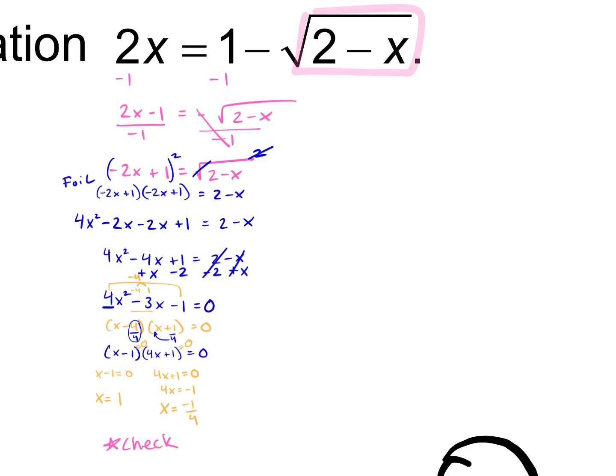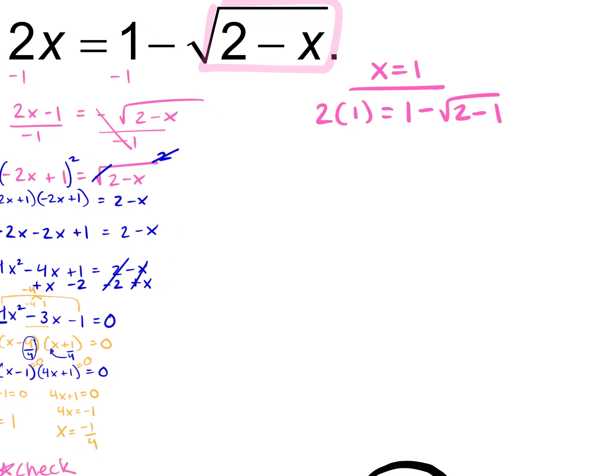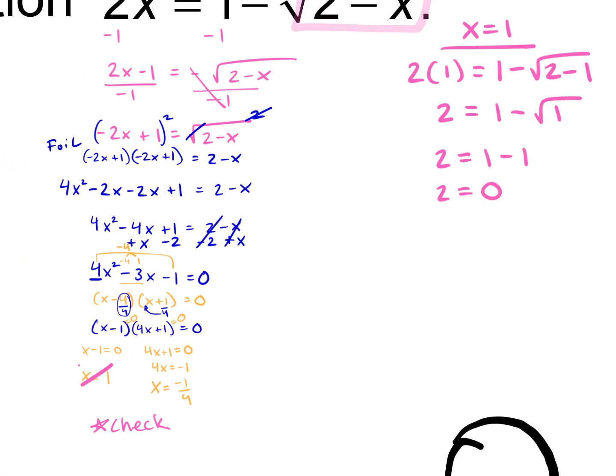Let's check x equals 1 first. I'm plugging in 1 into all of my x's in the original equation. So 2 times 1 equals 1 minus the square root of 2 minus 1. So 2 times 1 would be 2 equals 1 minus, 2 minus 1 is 1. What's the square root of 1? 1. What's 1 minus 1? Does 2 equal 0? Is that true? No. So x equals 1 is not a solution. It doesn't work.